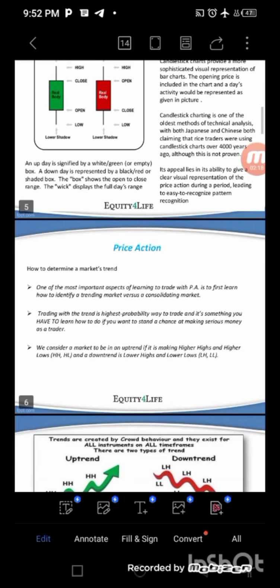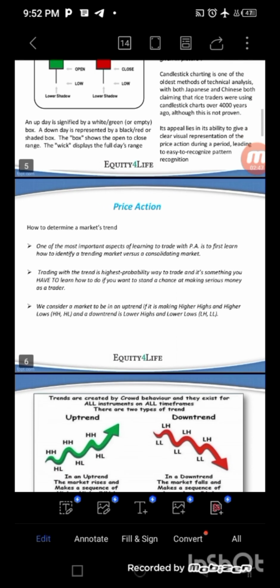Price action. One of the most important aspects of learning to trade with price action is to first learn how to identify a trending market versus a consolidating market. Trading with the trend is the highest probability way to trade, and you have to learn how to do it if you want to stand a chance at making serious money as a trader.